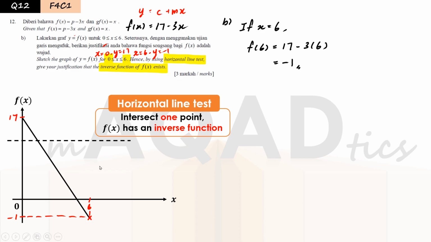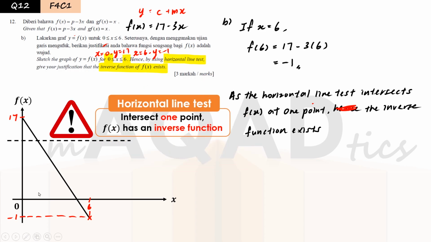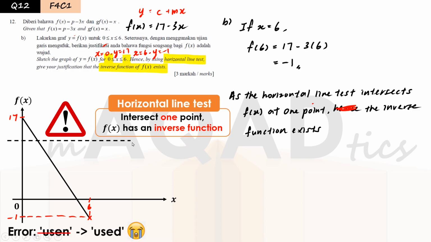So let's write out all of the things that we have known inside our answer here. As the horizontal line test intersects f of x at one point only, the inverse function exists. Alright? So in your graph here, you can just draw a horizontal line to let the examiner know that you have used this line test to prove that this function has an inverse function. You don't need to draw at every point of the line, okay? Otherwise, it'll be very messy for your graph.